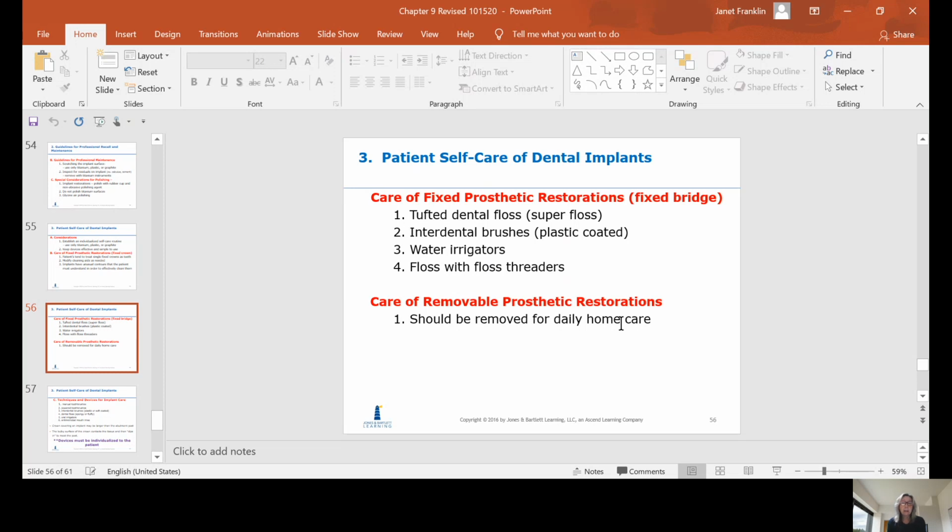I always recommended a water pick or something like that for them to flush around the implant. And floss with floss threaders is always an acceptable one. They're a little bit harder to use for most patients. Water picks are a little bit easier. Care for a removable one, they should be removing them and taking care of them daily.